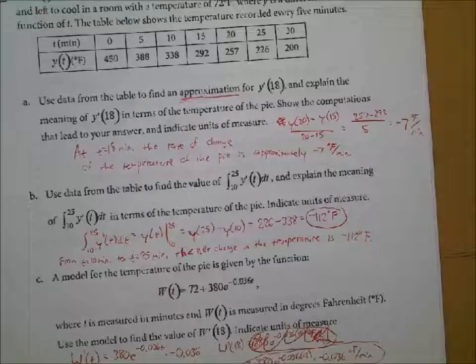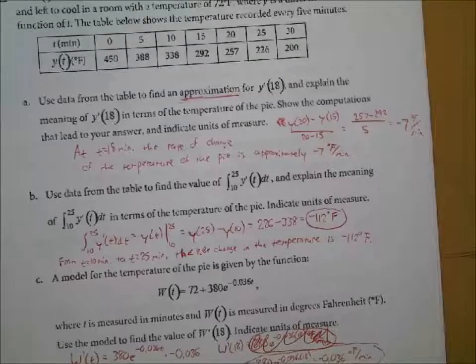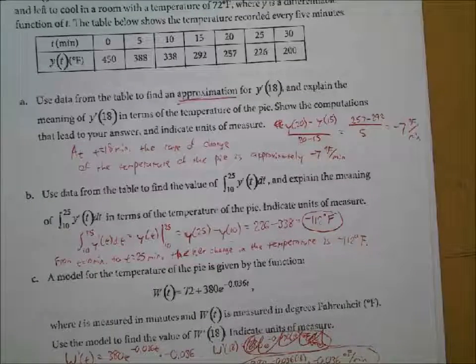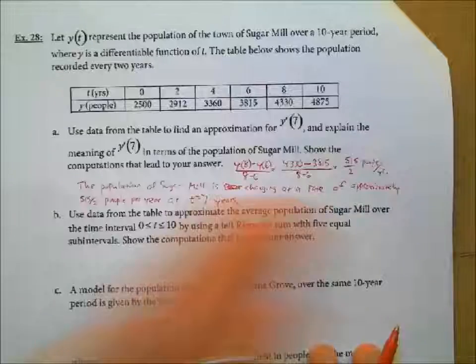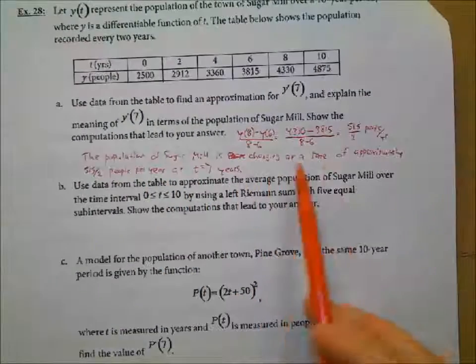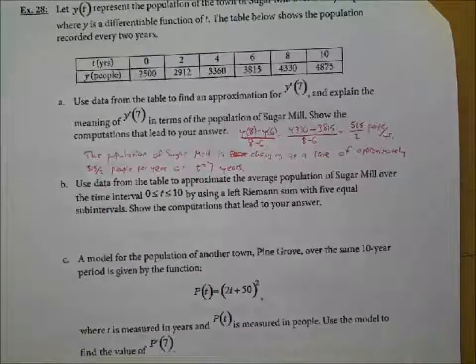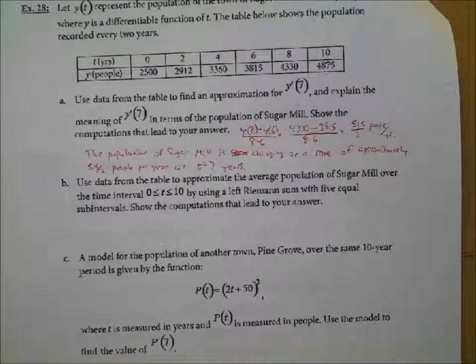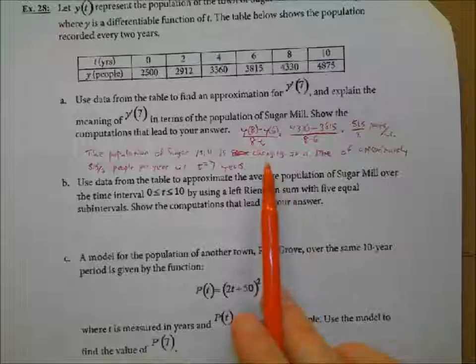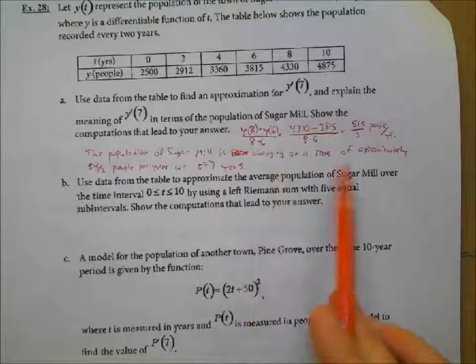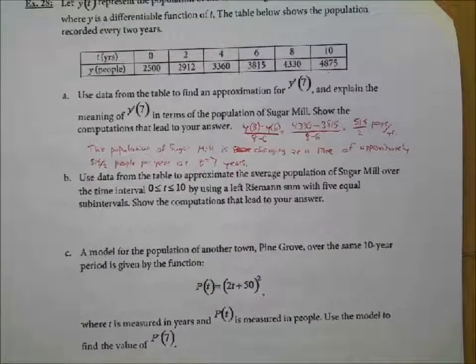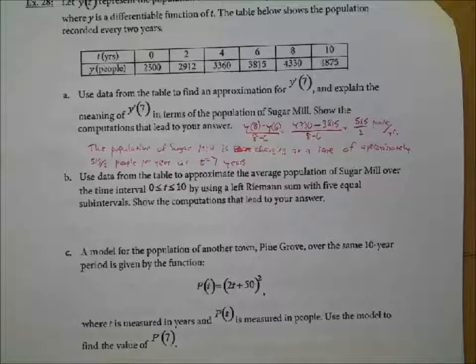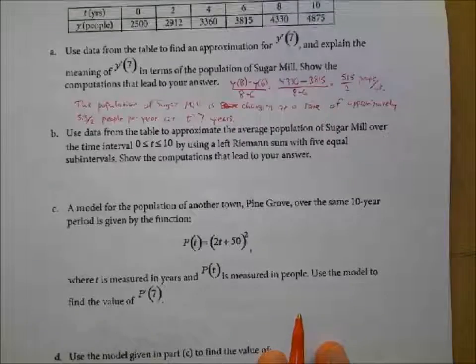So that's why I would say just use the words rate of change, okay? Just identify it as the rate of change of the temperature of the pie. And then you can say this means the temperature is decreasing, that's fine, but be careful about how you say that. Here it's safe to say the population of Sugar Mill is increasing at a rate of approximately 515 over 2 people per year. That's not wrong, but just be careful. I would suggest just saying the population of Sugar Mill is changing at a rate of approximately this. Since it's positive, we know it's increasing. Since the derivative's value is positive, the function's increasing.